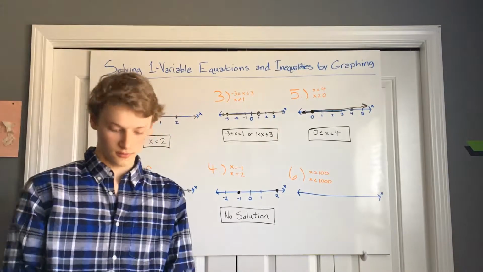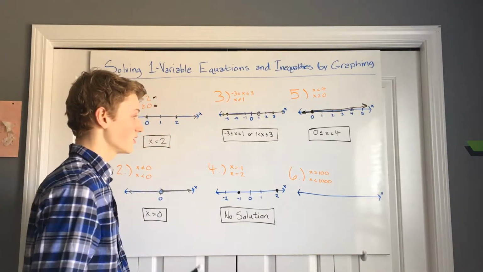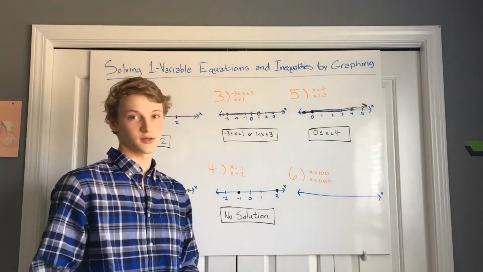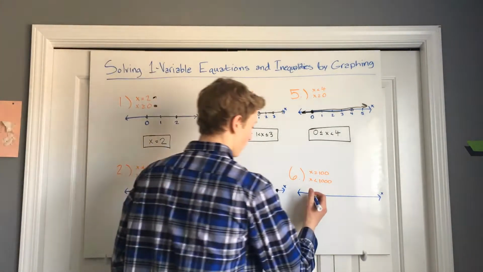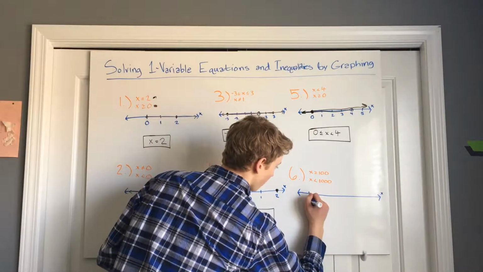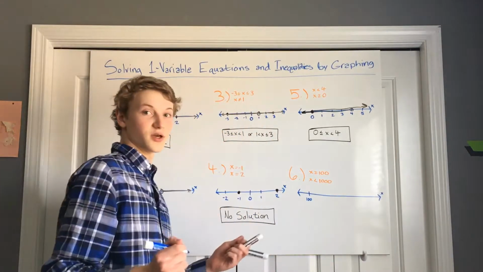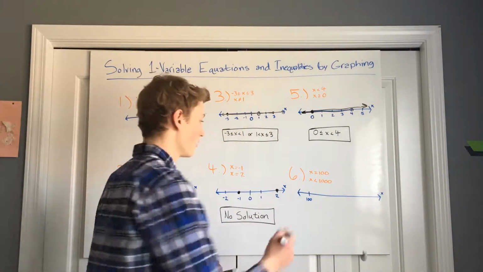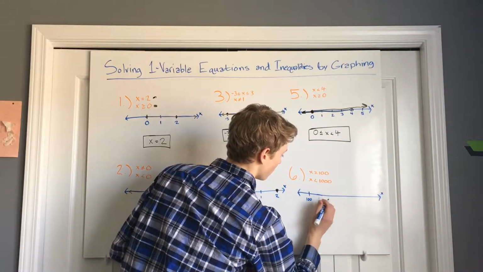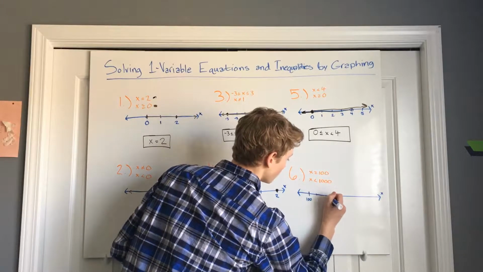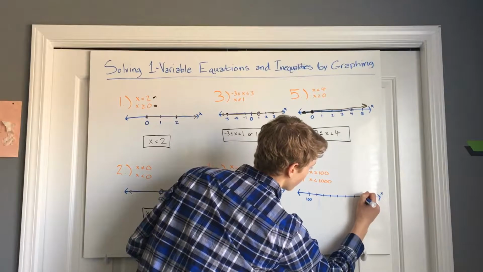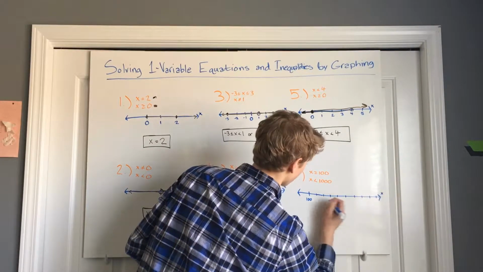Finally, just for fun, one with big numbers. X is greater than or equal to 100, and our second equation is x is less than 1,000. So we don't always have to start with a 0. I'm going to make this my 100. We don't always have to have increments of 1. So I'm going to make my increments of 100. So we'll go 200, 300, 400, 500, 600, 700, 800, 900, 1,000.